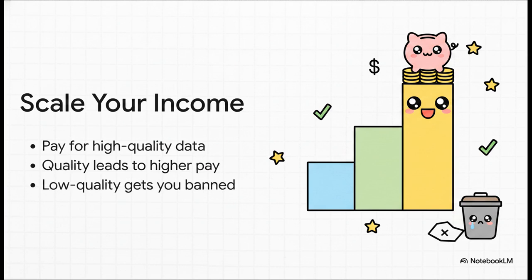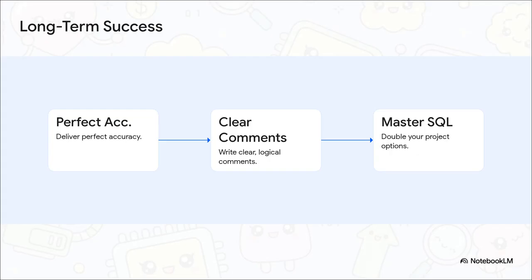But I gotta be real with you, there's a hard truth about account longevity here too. Low-quality work won't just keep your pay low, it will straight up get your account banned. In this game, accuracy is your ultimate currency. So to set yourself up for long-term success and actually scale that income, just follow these final steps. Step 1, deliver perfect accuracy by hunting down those hallucinations. Step 2, always write clear, logical comments to justify your choices. And step 3, this is a big one, build your technical skills. Mastering something like SQL lets you pull and evaluate complex database queries, which actually doubles your project options and makes qualification a total breeze. Getting that targeted expertise, that's your ticket to guaranteed long-term success on these platforms.